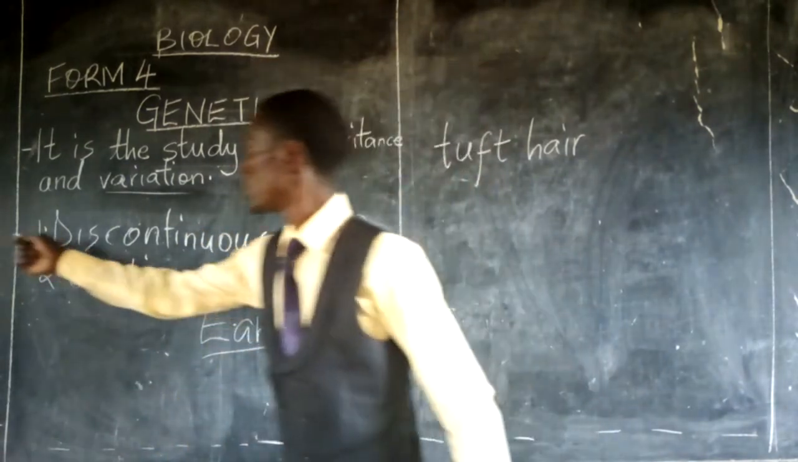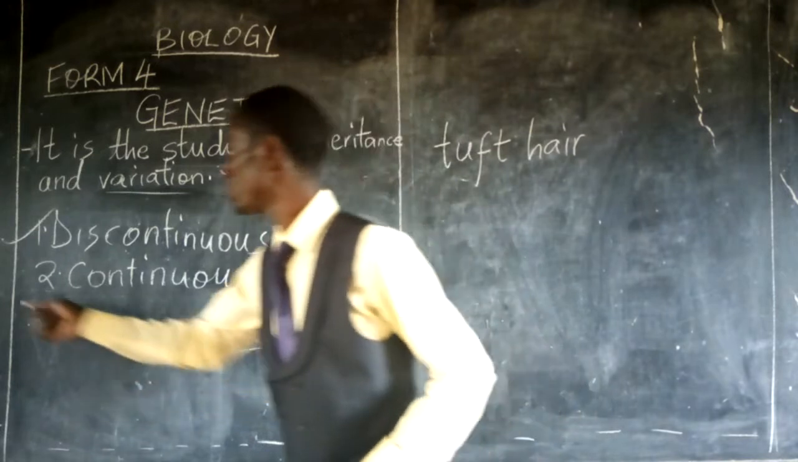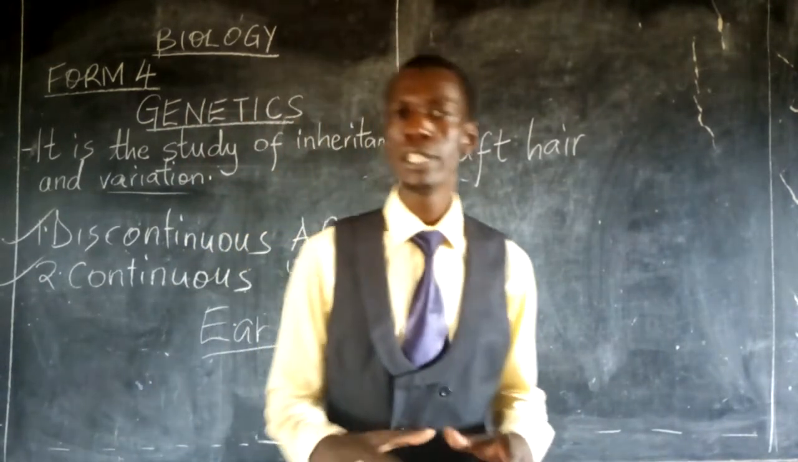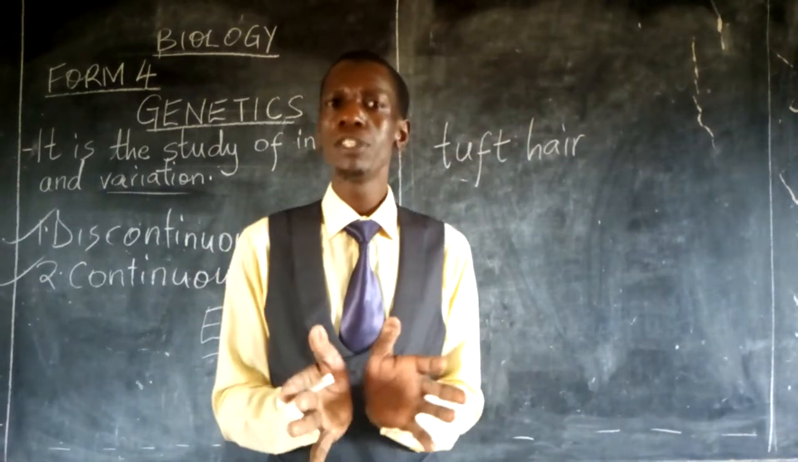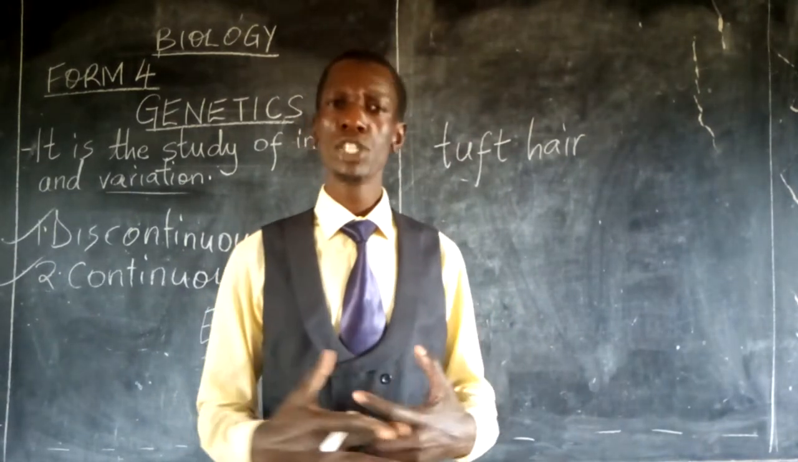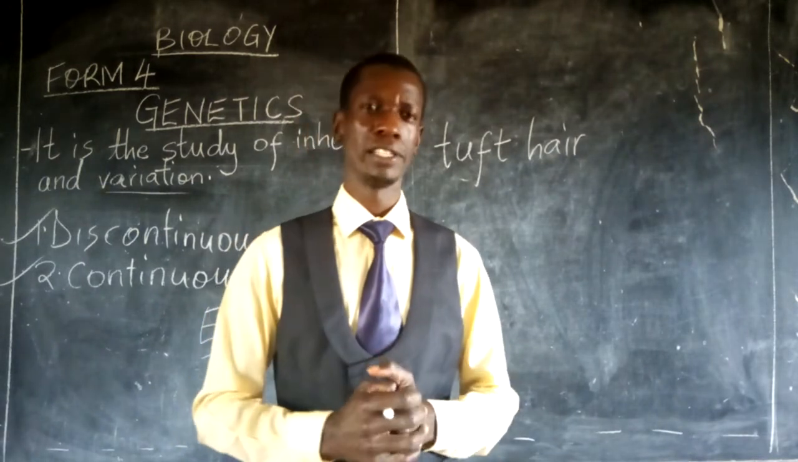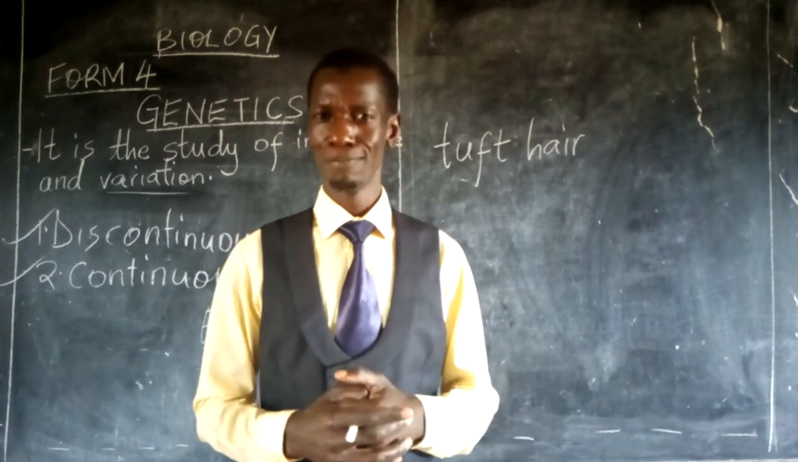That was discontinuous variation. Let's look at the second one, that is continuous variation. Continuous variation is the type of variation whereby a group of individuals exhibit a wide range of differences for the same characteristic. Such characteristics may include height.